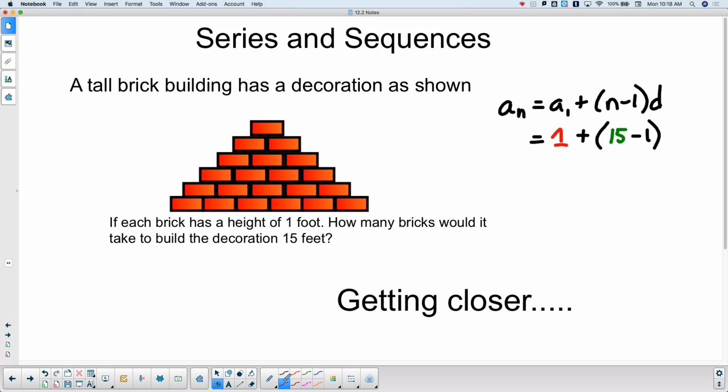And just by looking at it, there's 1 brick here, there's 2 bricks here, there's 3 bricks there, there's 4 bricks there, there's 5 bricks there, there's 6 bricks there. The common difference is 1 brick. Okay. 15 minus 1 is 14. 14 times 1 is 14. 14 plus 1 is 15. So there are 15 bricks in the last row.